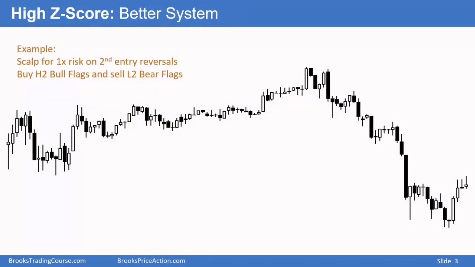I want to show you this chart, and I want to show you a good way to trade it and a bad way to trade it. For example, let's say you begin by scalping for a reward that is 1 times your risk on second entry reversals. For example, you buy a high 2 bull flag or you sell a low 2 bear flag. Here are some sample entries. Here's the first entry, there's the second entry, so you sell on the second entry. Here's the first entry, here's the second entry, so you buy on the second entry.